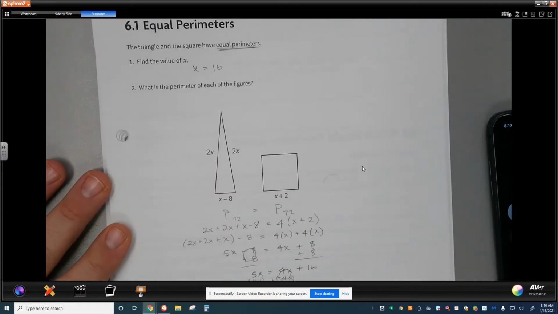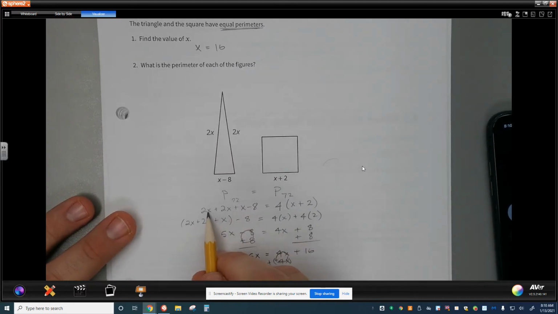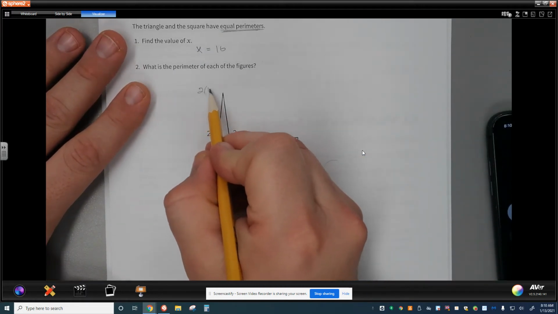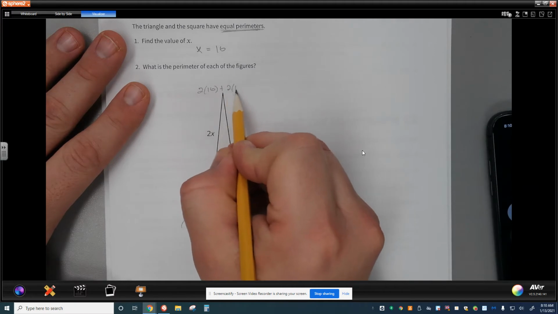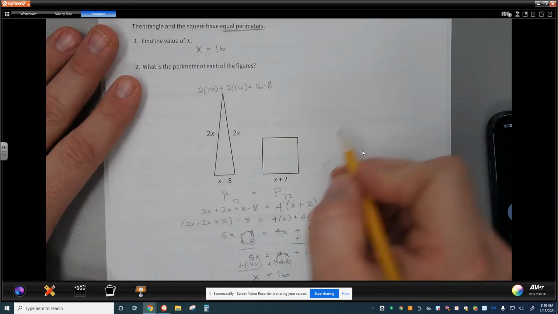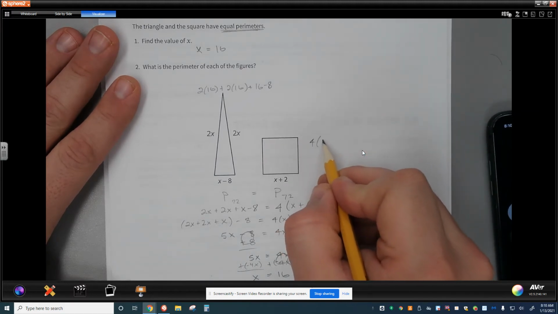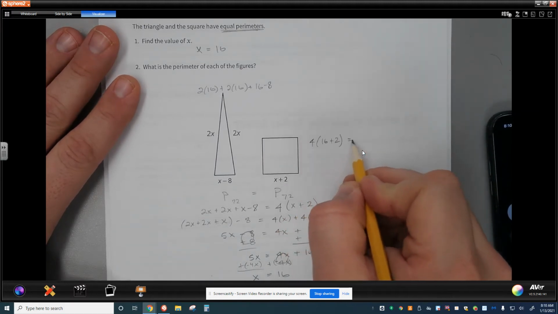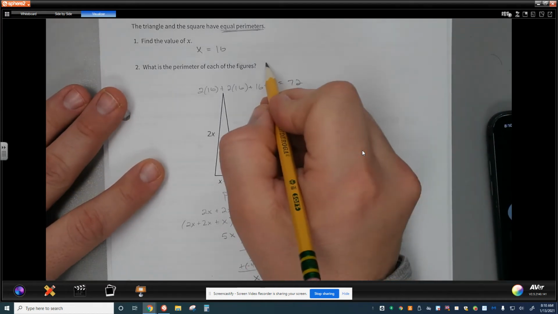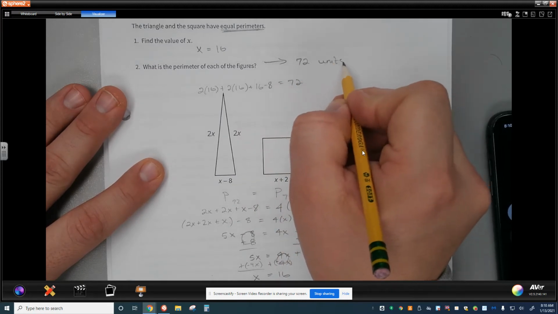And here's the other cool thing. I already found the perimeter. By substituting that value for x right here, to find the perimeter, we would have 2 times 16 plus 2 times 16 plus 16 minus 8. And then over here, I would have 4 times 16 plus 2, which equals 72, 72. And then the perimeter of each figure is 72 units.